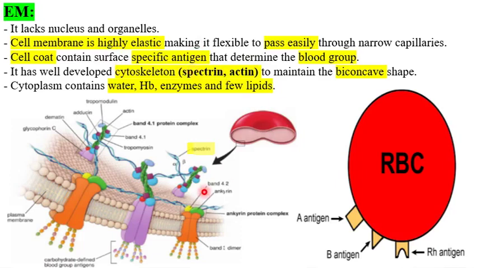Okay, like that, this is the RBC. It contains surface specific antigens: A antigen, B antigen, and RH antigen. RH determines if this blood group is positive or negative. As we said, A positive, A negative, B positive, B negative. So this RH antigen determines whether the A or B is positive or negative.